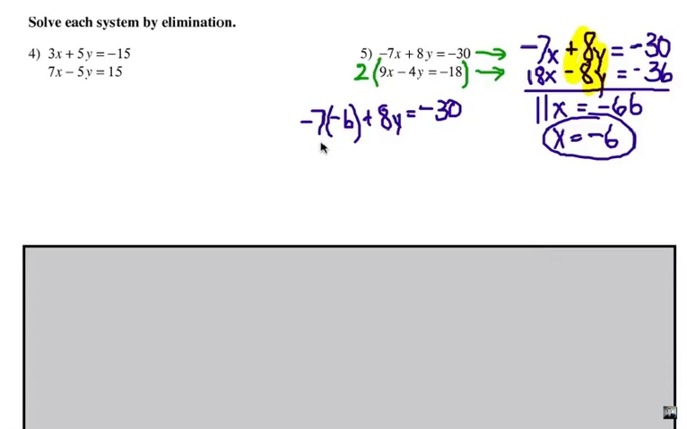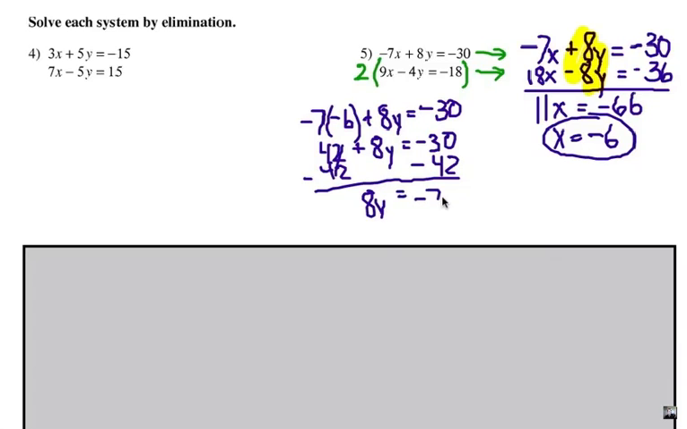All right, that would be a positive 42 plus 8y equals negative 30. Subtract 42 from each side. I'm going to have 8y equals negative 72. Divide each side by 8, and y would be negative 9. All right, I hope you did okay on that. Let's move on to some application problems.